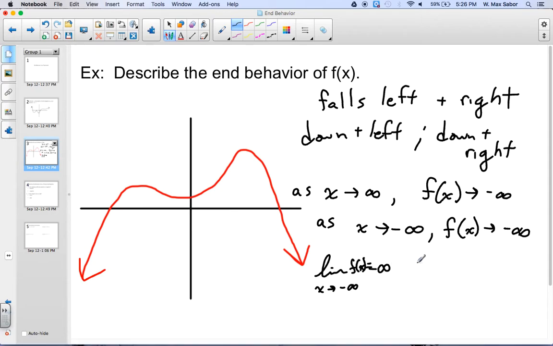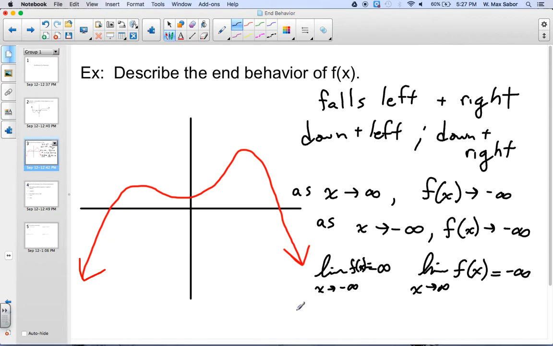So the limit of f of x gets closer and closer to negative infinity when x gets closer and closer to negative infinity. And same thing, the limit as x goes to positive infinity of f of x is also going to be equal to negative infinity.